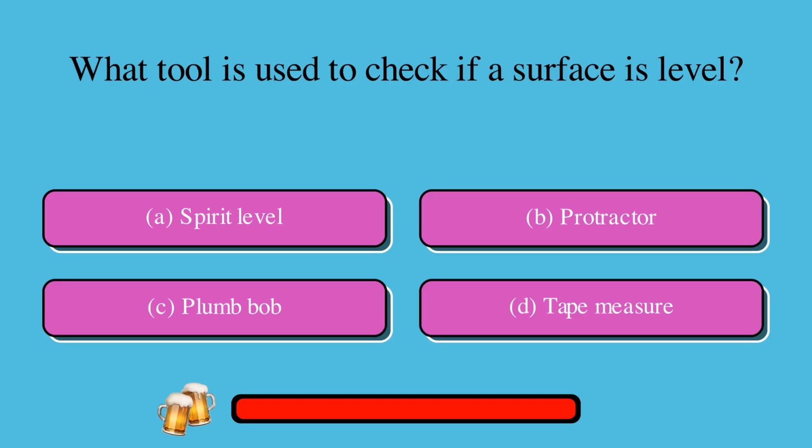Which tool is used to check if a surface is level? Is it A. Spirit level, or B. Protractor, or C. Plumb bob, or D. Tape measure? The correct answer is A. Spirit level.